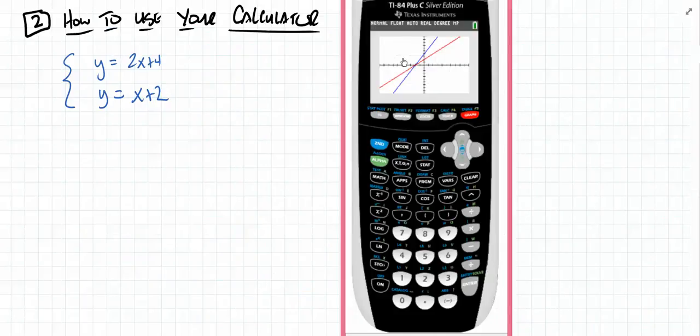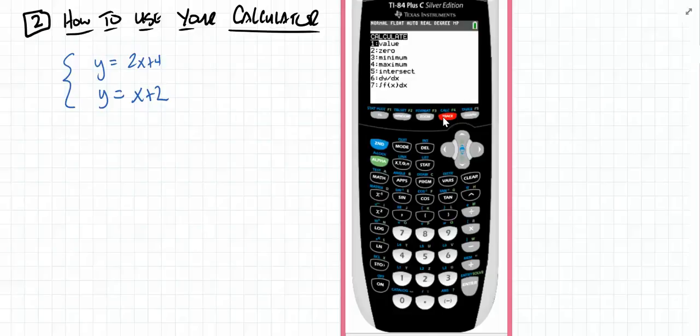You hit second, and you hit trace. When you hit the second option, you're activating the blue word above the word trace, which is calculate. So second trace, okay? And we have a couple of options for us here. Look at option number 5. What does that say? Intersect.